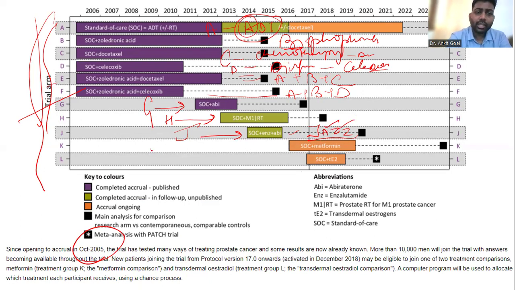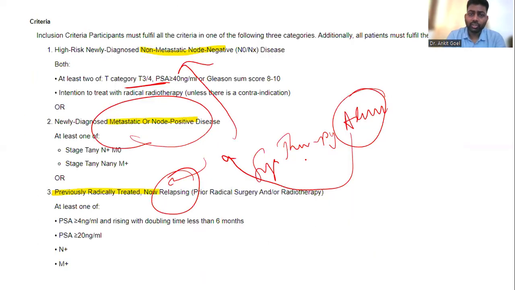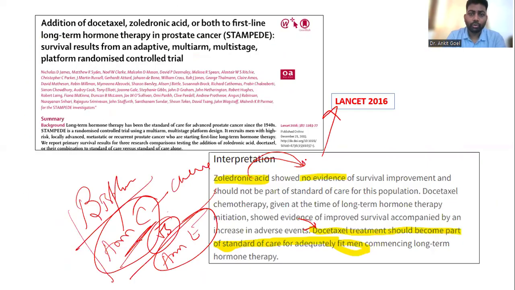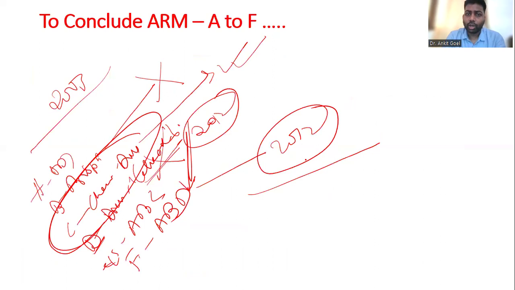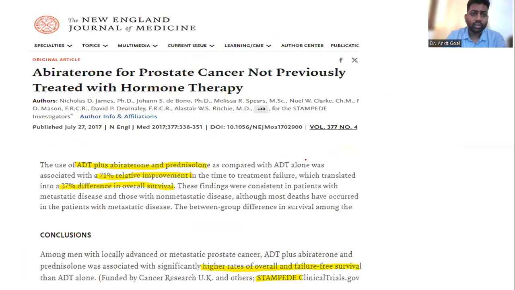Arm K and L started very late, around 2017, and included metformin and transdermal estrogen. We are coming to K and L later on. Let's understand G, H, and J. It's very, very important. The results of arm G, that is the abiraterone group, were published in 2017 in the NEJM.